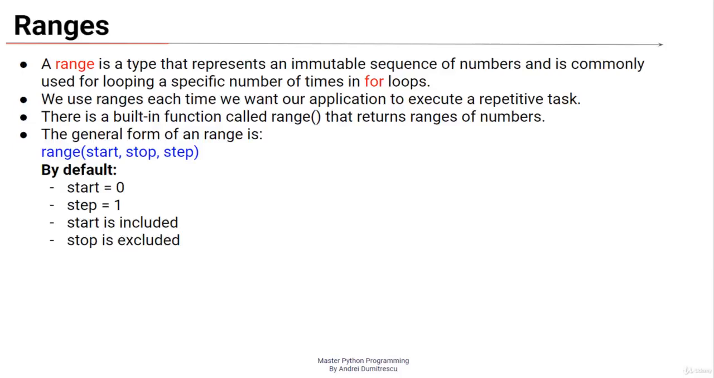In the last lecture, we've seen some examples using ranges. Now I'd like to dive into some more details. We use ranges each time we want our application to execute a repetitive task. Let's assume we have a lottery application and we need to pick 3 random winners. In this case, we could use a range and a loop to repeat 3 times the process of choosing a random winner. Let's see a simple example.